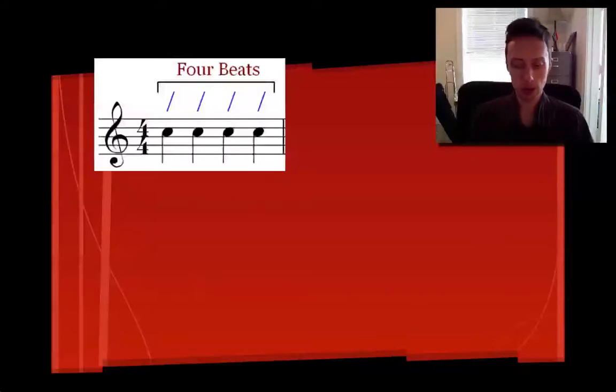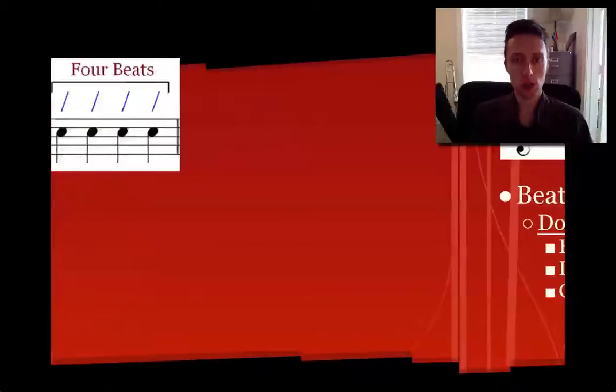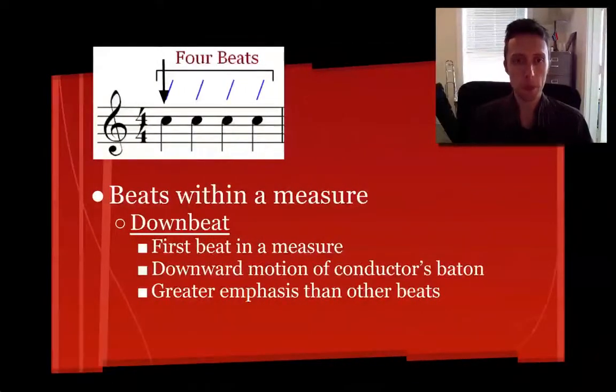Now we're going to talk about some of the different beats. So we have 1, 2, 3, 4. Let's talk about which ones are which, and the terms that go along with them. Beat 1 is called the downbeat. It's the first beat in the measure. You can tell that it's the downbeat because of the downward motion of a conductor's baton. So if you see a conductor conducting, they'll go 1, 2, 3, 4, 1. So that 1 always comes down. Always back home at beat 1.